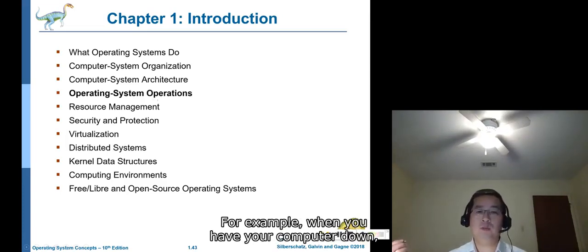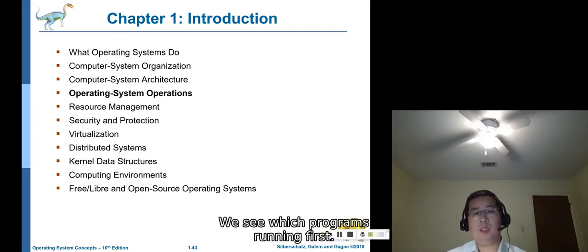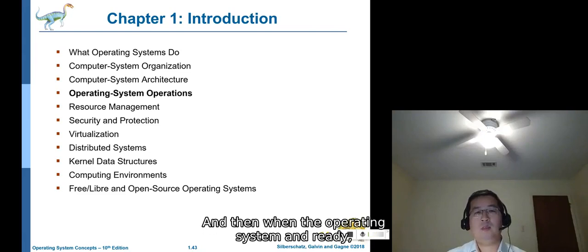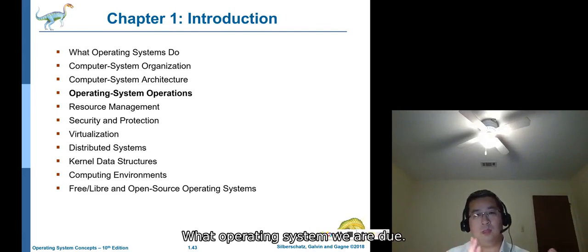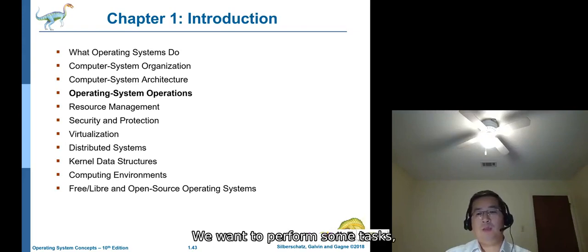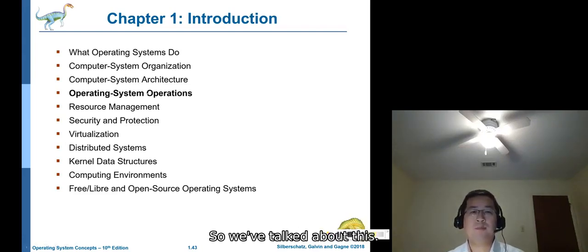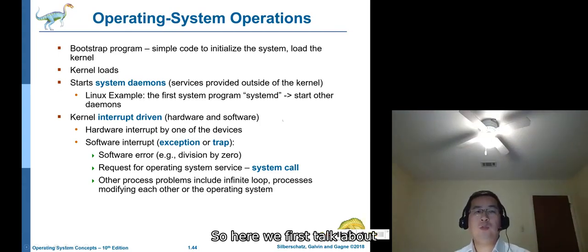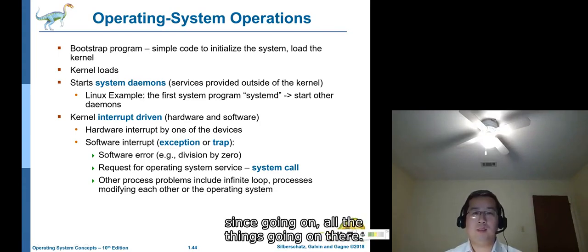For example, when you have your computer there, you already installed the operating system, you power it on, and then what is going on? Which program is running first? And then when the operating system is ready, we don't do anything, what will the operating system do? When we do something, we want to run some program, we want to perform some tasks, any specific thing will be done by the operating system. Okay, so we'll talk about this. So here we first talk about when we power on a computer, what is going on?